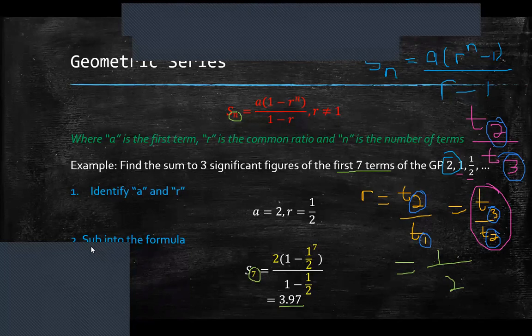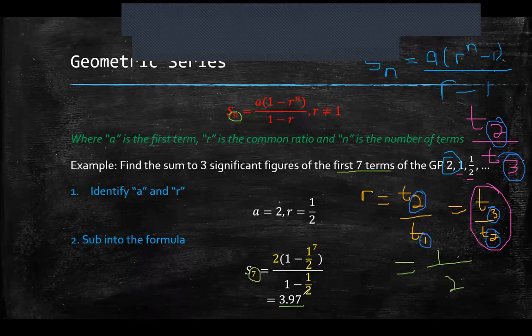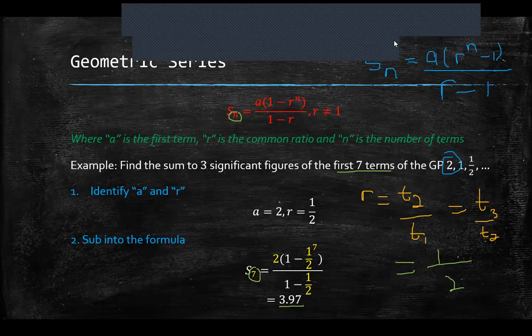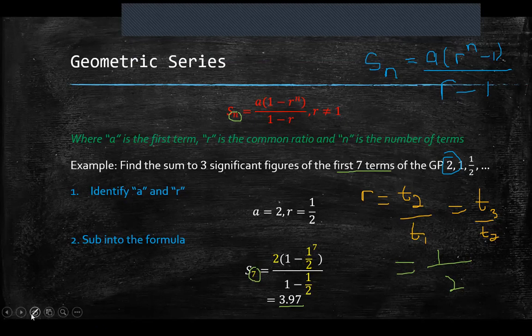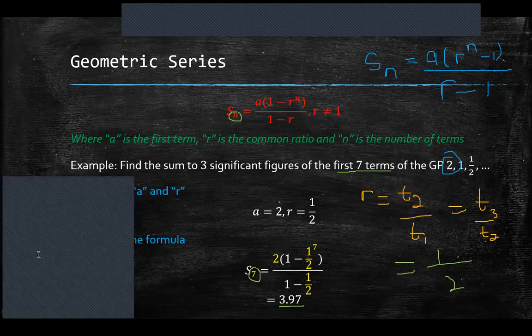Oh, by the way, did everybody get the 3.97? I need to make sure that you're all good with that. Yes, miss, I got it. Good. Miss, I divided 2 by 1.